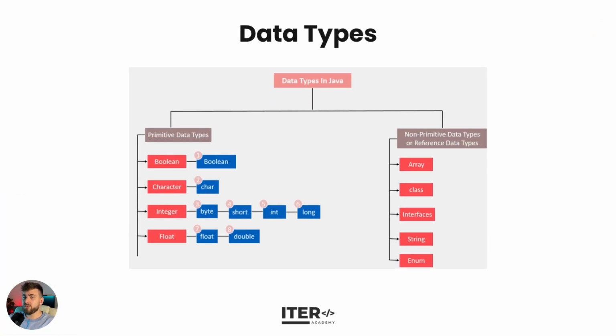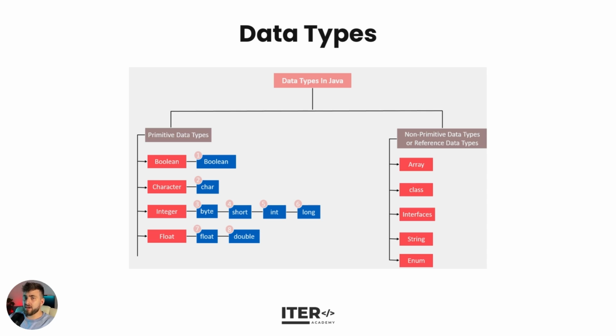So let's define what data types and variables are. Don't worry about this diagram. We will discuss it later in our future lessons in detail. Now I will just give you a brief overview. In Java, every variable has a data type, which specifies the type of data that the variable can store. This is crucial for the proper functioning of a program because it ensures that values assigned to a variable are appropriate for the operation being performed.